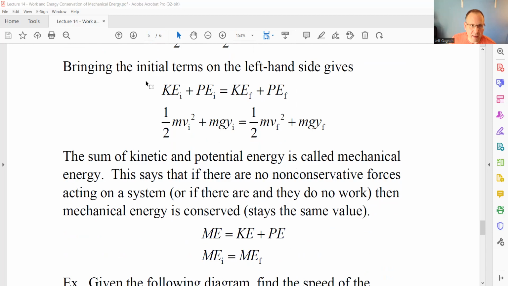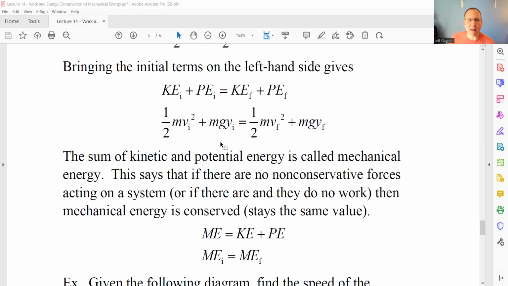Well, it turns out that this sum of kinetic energy and potential energy has a special name. It's called the mechanical energy. So really what this is saying is that the mechanical energy initial equals the mechanical energy final. So if you have no non-conservative forces, or if there are and they're not doing any work, in other words, if you only have to take into account your conservative forces, like gravity in our case, then it turns out that the mechanical energy is conserved. It has the same value. The mechanical energy initial equals the mechanical energy final.